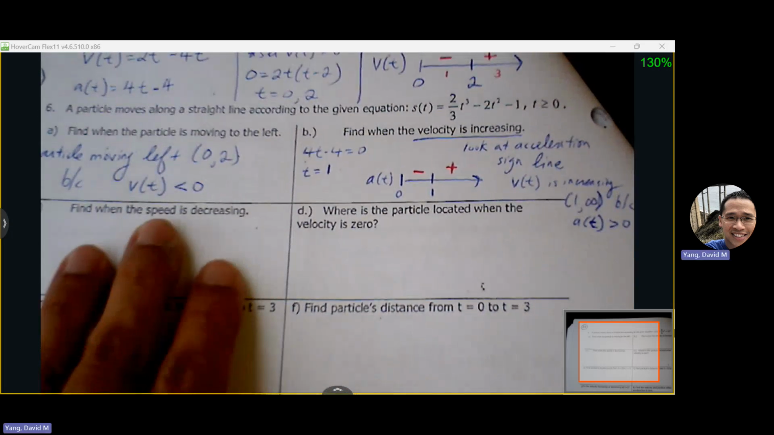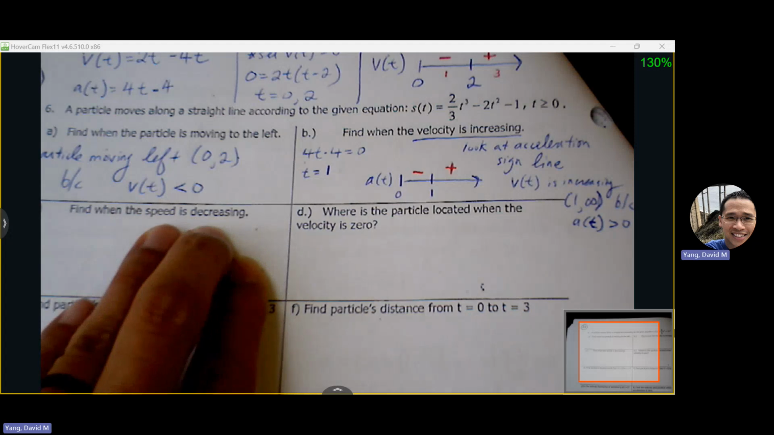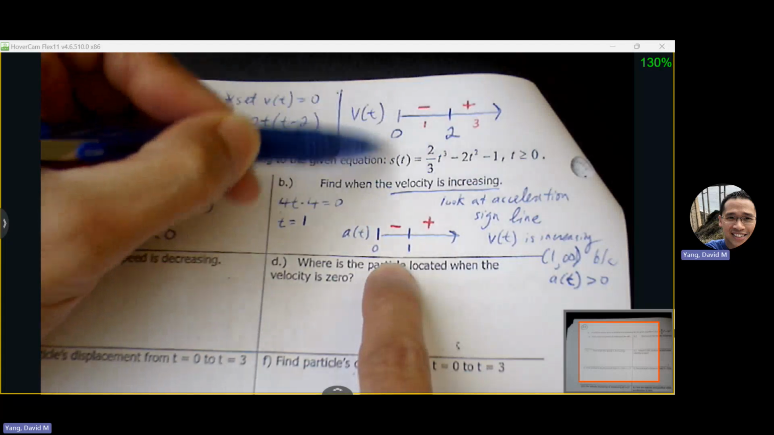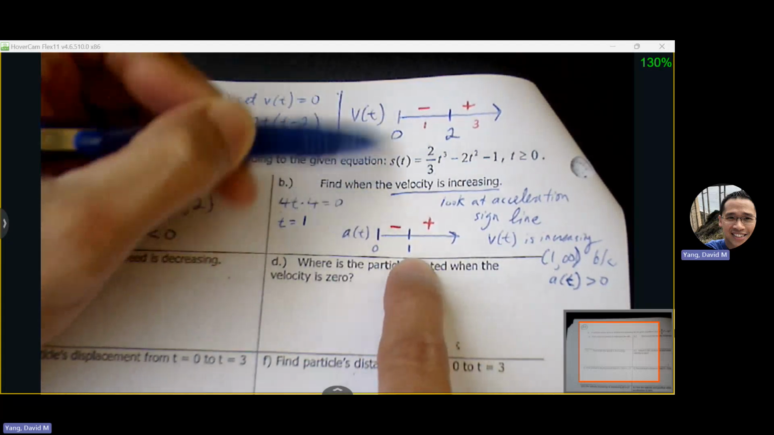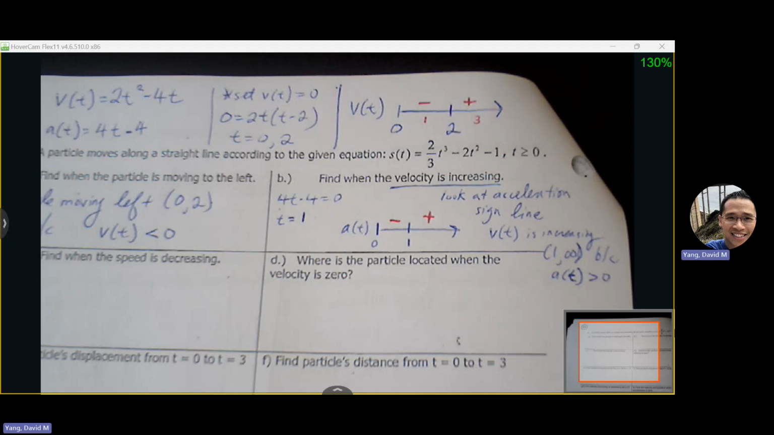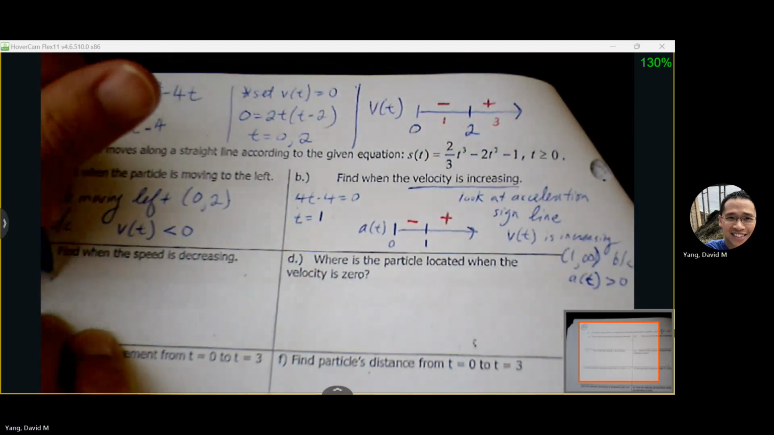And find when the speed is decreasing. This is when velocity and acceleration have what? Different signs. Yeah. So if I can just stack my two sign lines above each other and see where they're going to have opposite signs, maybe I can stack them a little better here.